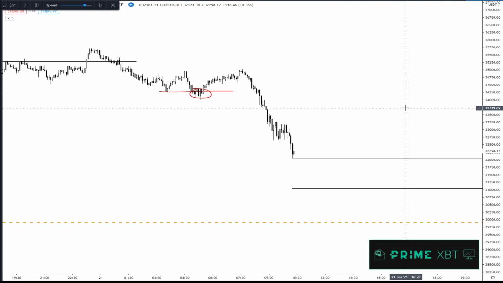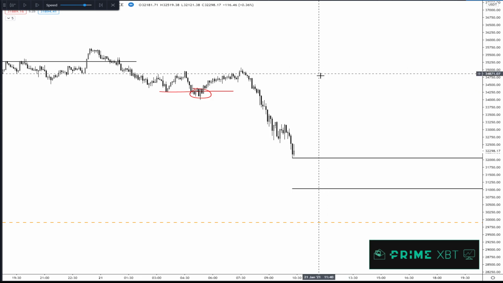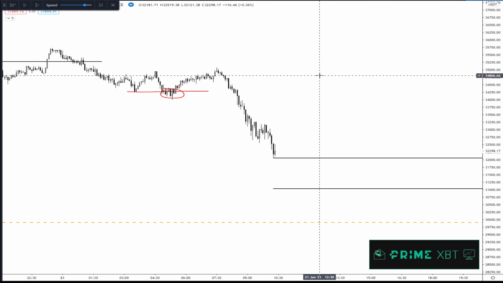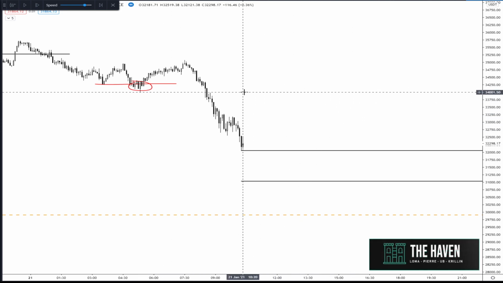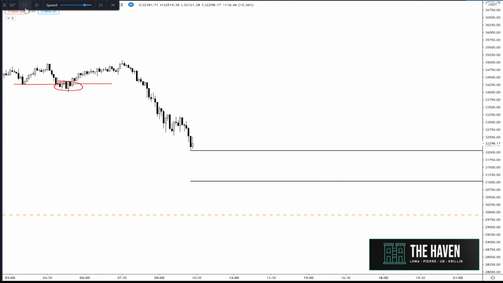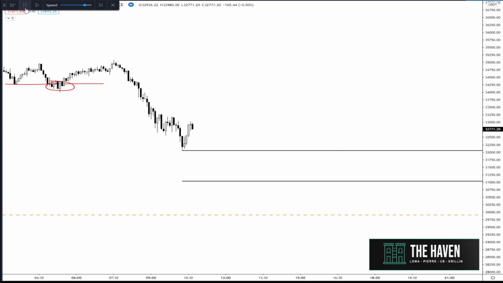Okay, so that area for a low time frame bull div target, something like that. That was my overall argument going into this. Okay, so let's take a look here.